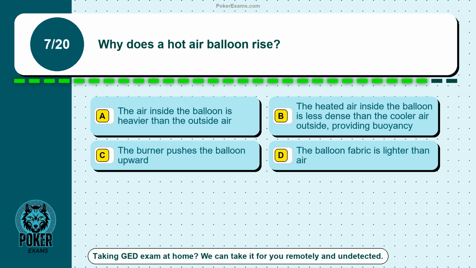Question 7. Why does a hot air balloon rise? Option A. The air inside the balloon is heavier than the outside air. Option B. The heated air inside the balloon is less dense than the cooler air outside, providing buoyancy. Option C. The burner pushes the balloon upward. Option D. The balloon fabric is lighter than air.